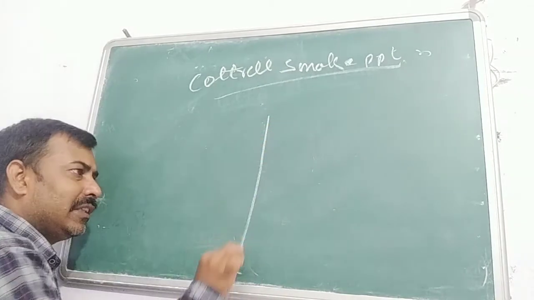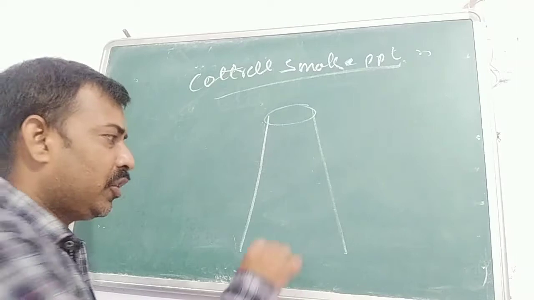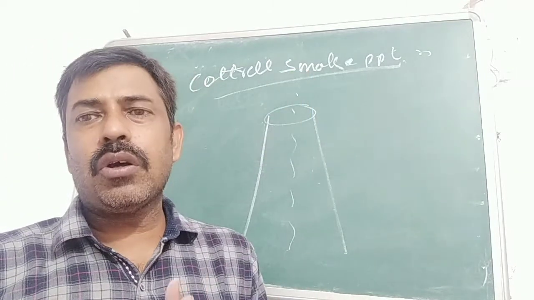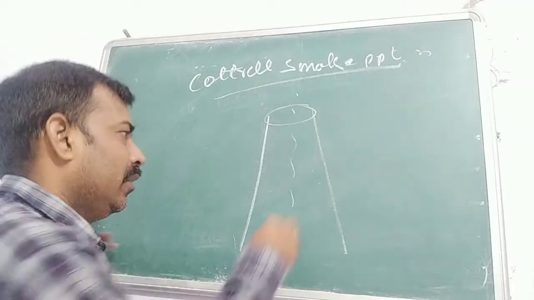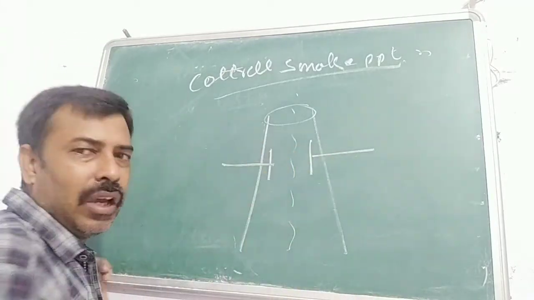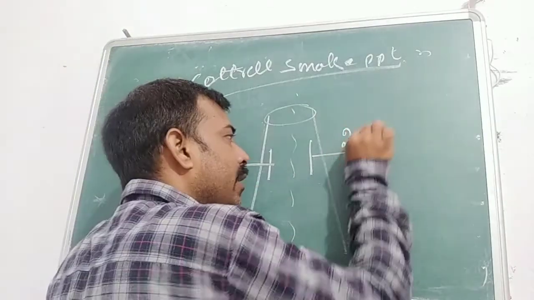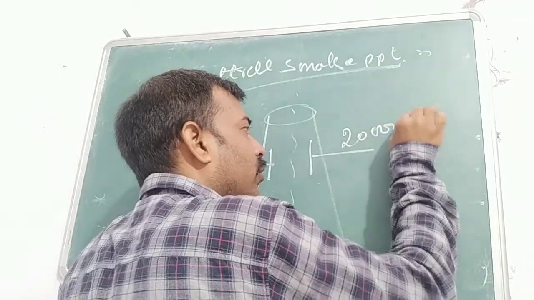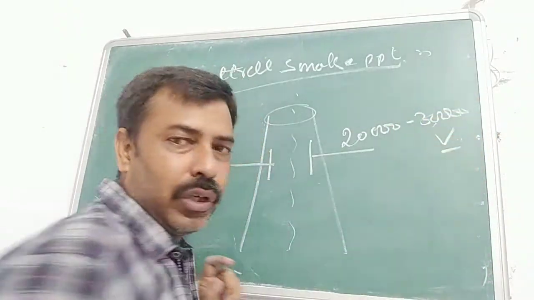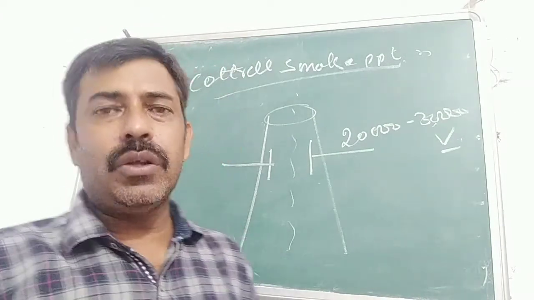Consider that this is the chimney. Smoke is coming out from this chimney. In this chimney, we put the Cottrell smoke precipitator, which is a plate-like structure, and we pass a current having 20,000 to 30,000 volts. Surely it is a very heavy voltage, and when we pass this heavy voltage, what happens?